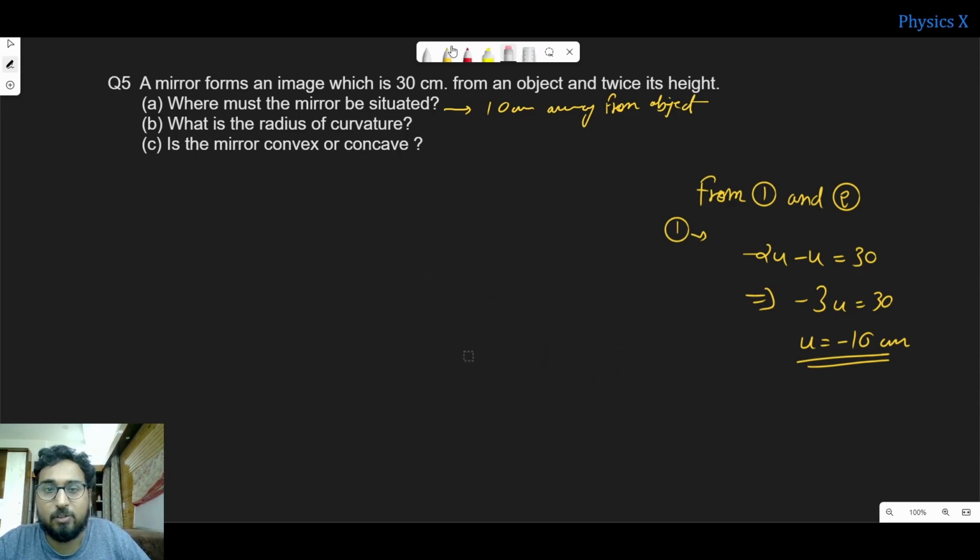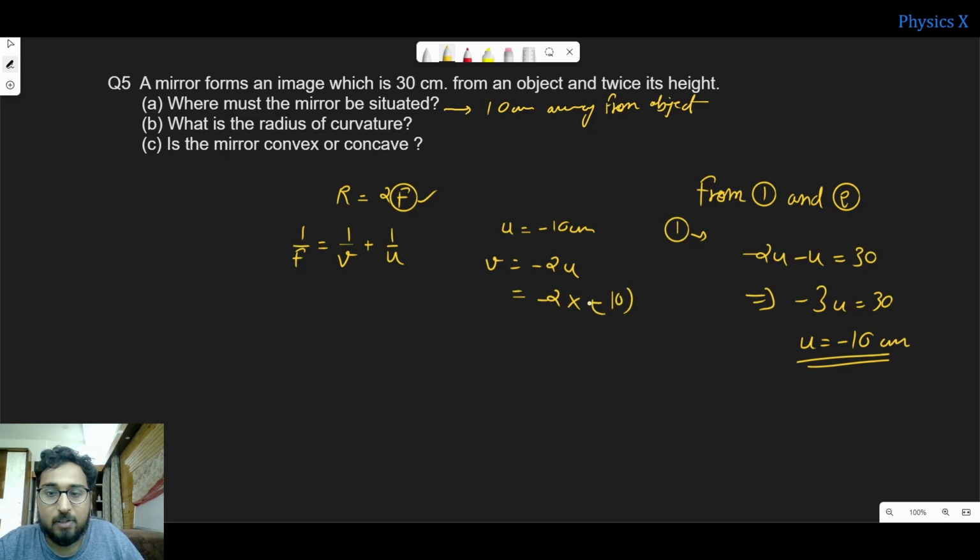So we know that radius of curvature is what? R is equal to 2f. So we need to find this focal length. Then we will be able to find out. So we know that 1 by f is equal to 1 by v plus 1 by u. This is your mirror formula. And you know the value of u is minus 10 centimeter. And v we know is minus 2u. So this is nothing but minus 2 into minus 10. So what is v? v is equal to 20 centimeter.